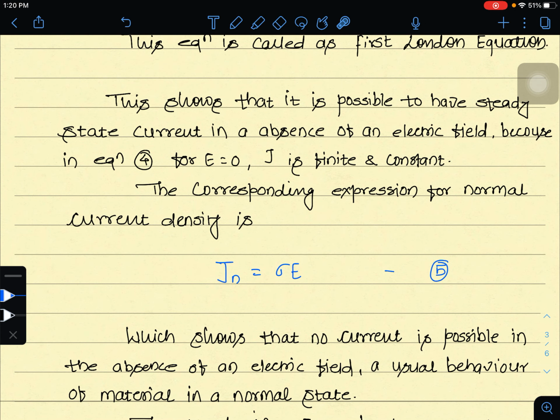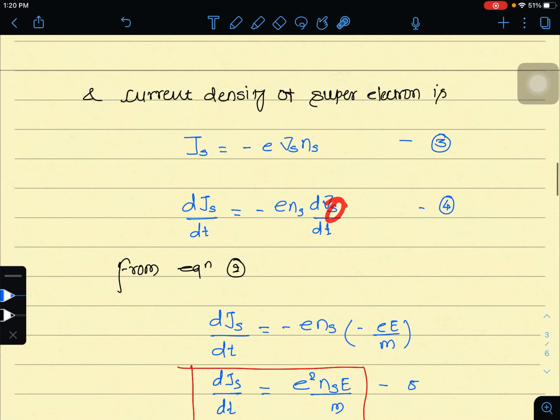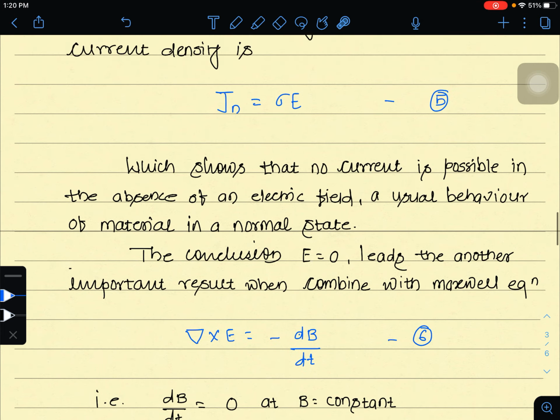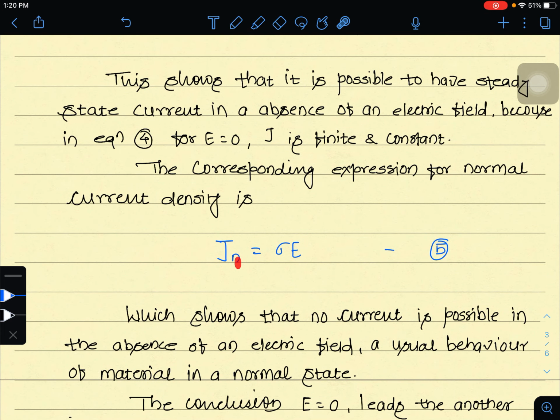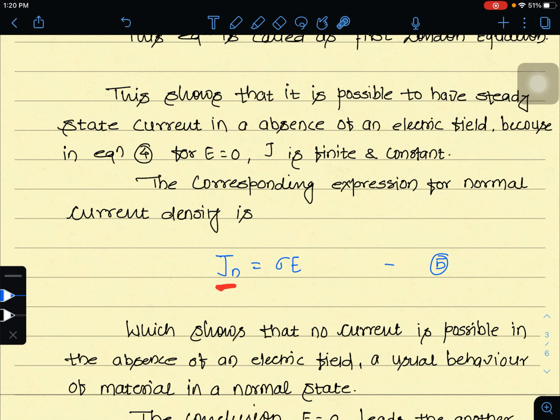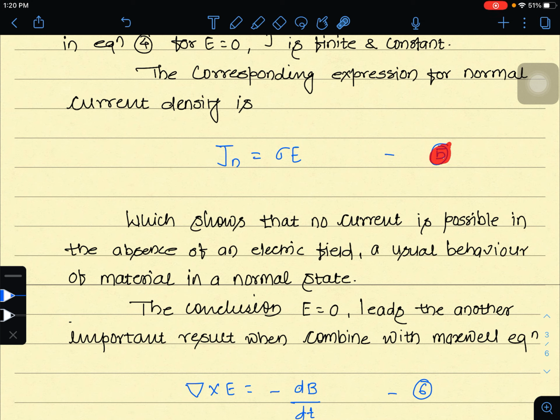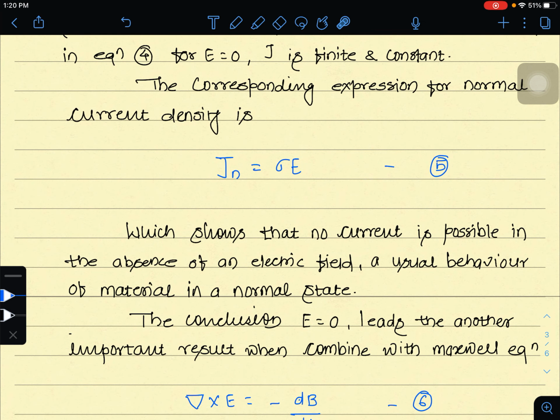Now we move on to the normal situation; that was completely related to the superconducting state, the super electron state. Now we are moving to the normal ones. The corresponding expression for the normal current density is Jn is equal to rho into E. I think this is equation number 6.